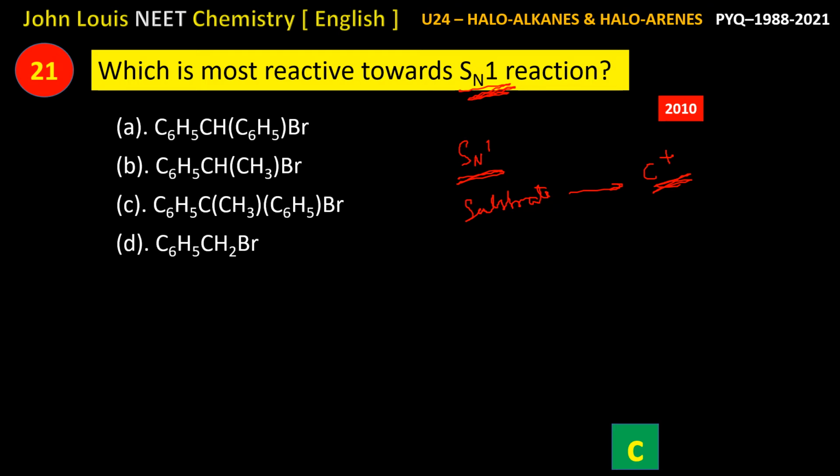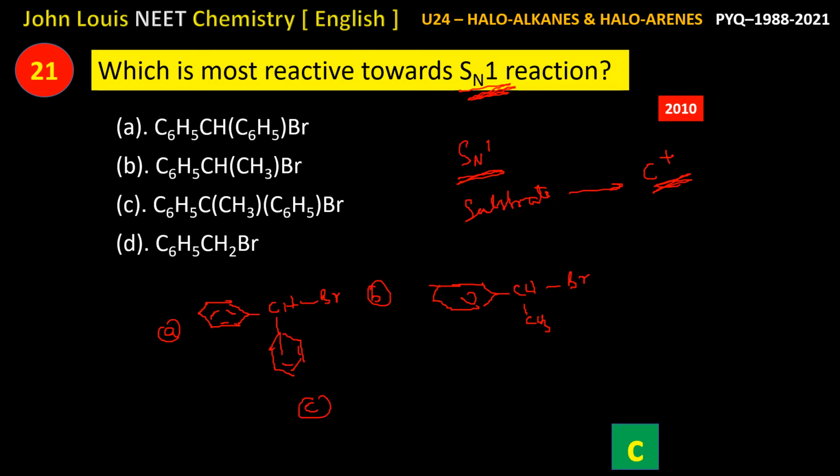Okay, let us take the first one, C6H5, that is phenyl, then CH, and another phenyl, and then Br. This is compound A. And what is compound B? C6H5, CH, then CH3, Br.